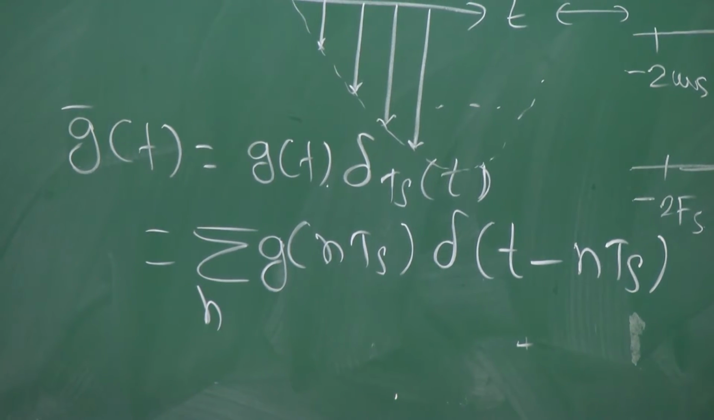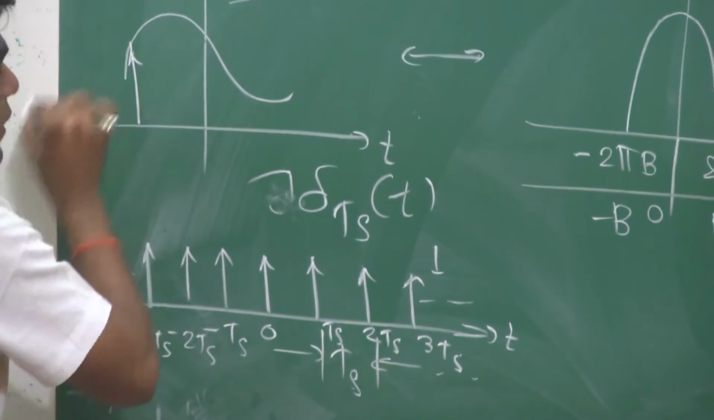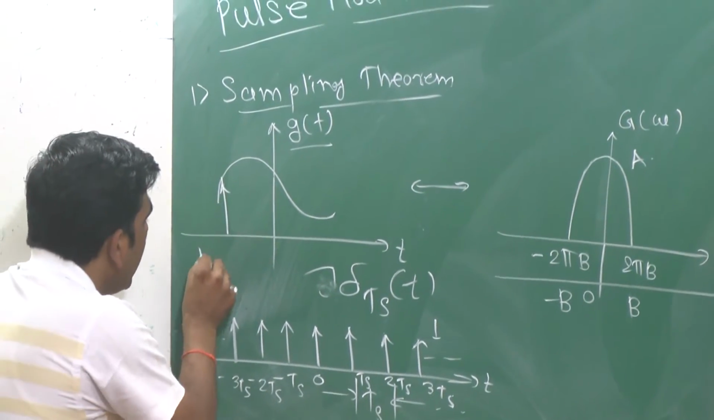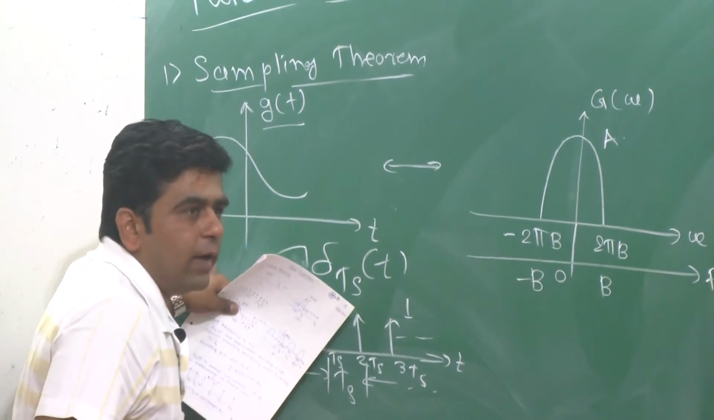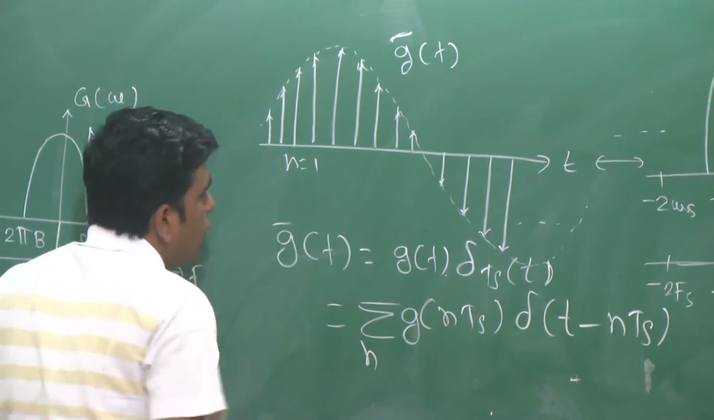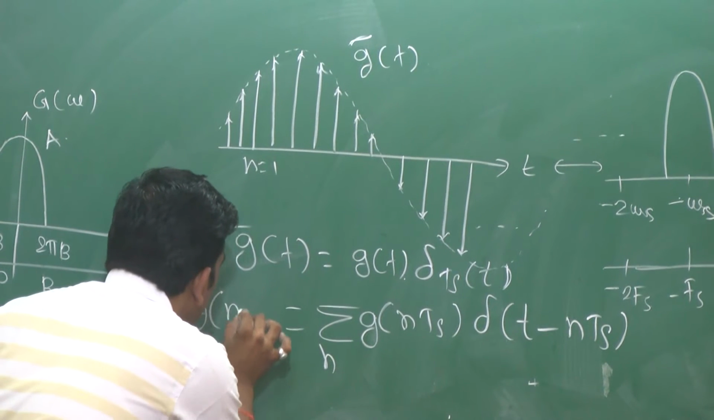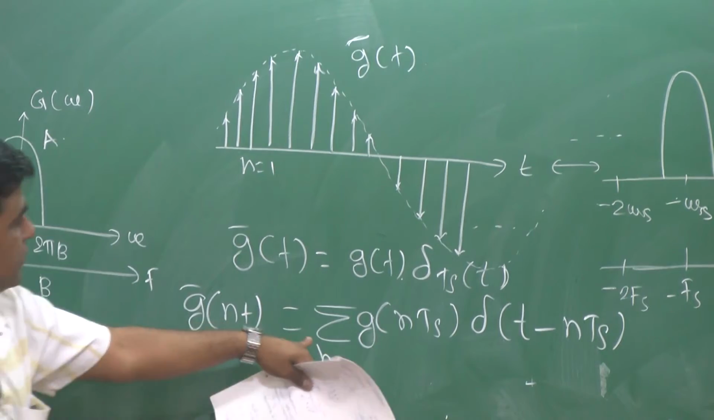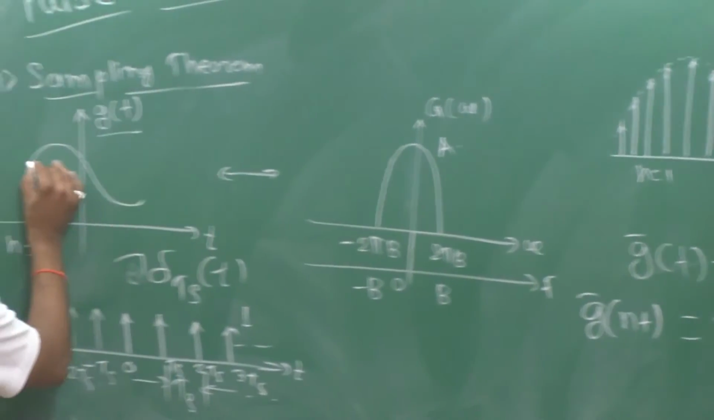A single impulse function gets shifted. Initially, suppose this is presented here, it gets multiplied. Suppose this is your n is equal to 1 sample, we can get a sample value for n is equal to 1. Suppose this is the value corresponding to n is equal to 1, so we will get g of nTs, here n is equal to 1, that is the sample from this value.